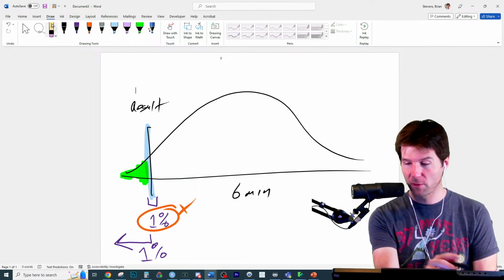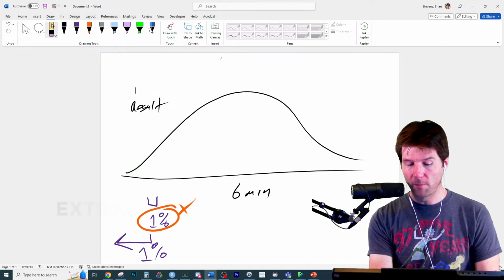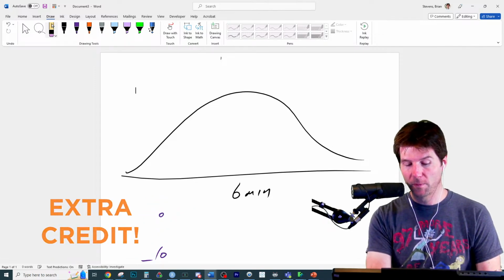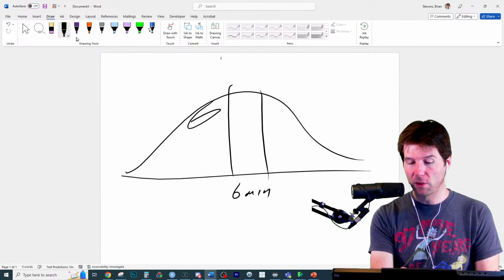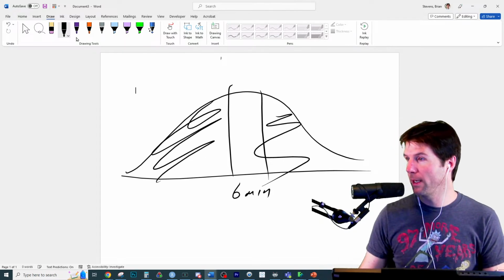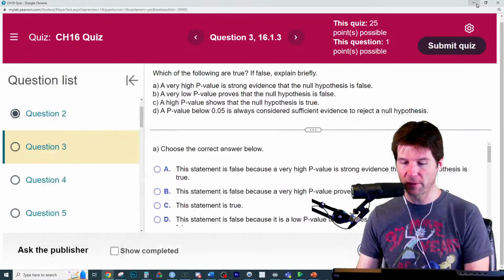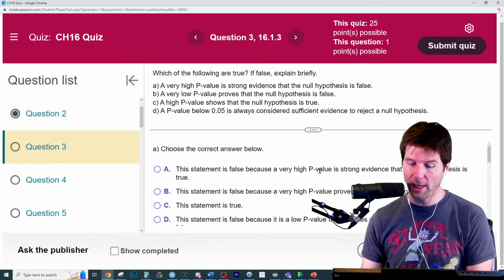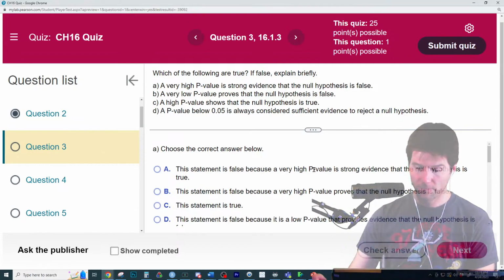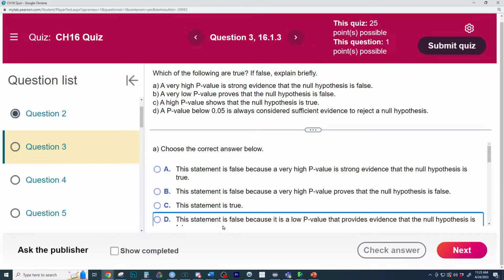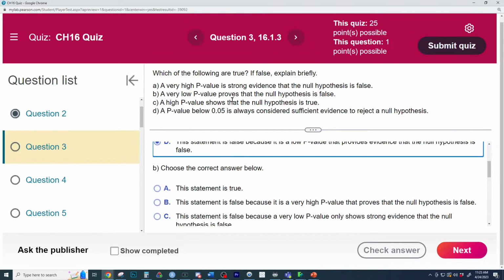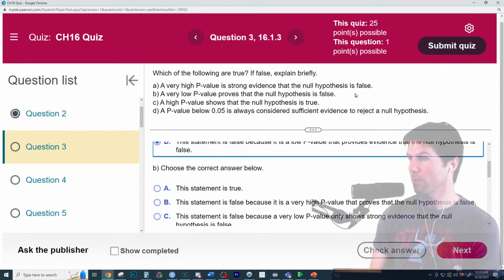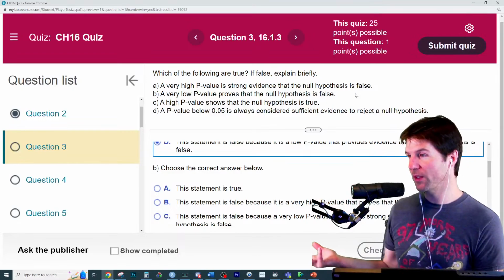Yep, exactly. Great job, Sloan, right there. If you had a high p-value, then you would have landed near the null. So your result would be near the null, and you would not reject the null, so you'd not have evidence the null is false. So a high p-value is false, because a low p-value provides evidence that the null is false. Exactly. A very low p-value proves that the null is false. Do we prove the null is false? Do we talk about prove in statistics, yes or no?